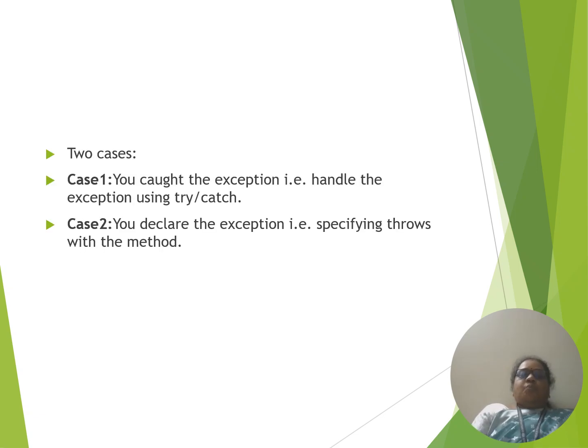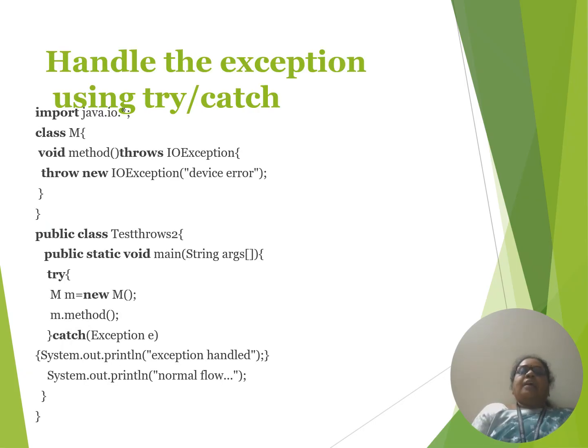Two cases. Case one, you might get the exception, and you handle it using the try catch block. Next one is to declare the exception by specifying throws with the method. So we can handle the exceptions in two ways. One is the try catch block, the try along with the catch statement. Otherwise, you can specify the exceptions in the throws clause.